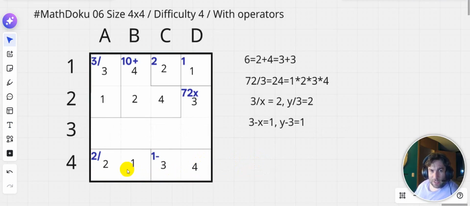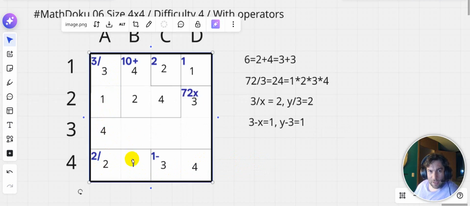And now we see we have solved everything but row 3, and row 3 we will just deduce because each is the only number missing in the corresponding column. Here we have 1, 2 and 3, so 4 is missing. Here we have 1, 2 and 4, so 3 is missing. Here we have 2, 3, 4, so 1 is missing. And here we have 1, 3, 4, so 2 is missing.